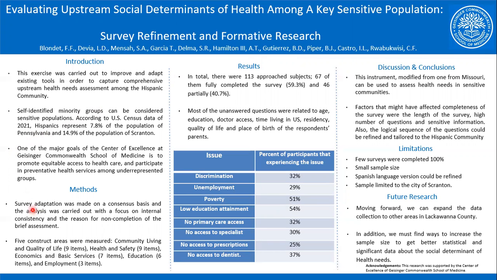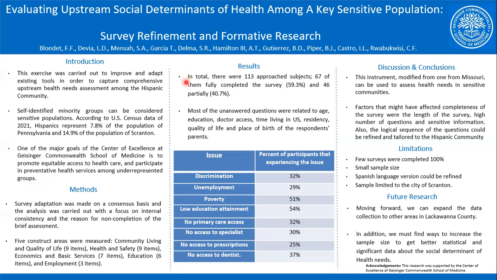The methods used to conduct this research consisted of an adapted survey, which was made on a consensus basis. The analysis of the data was done with a focus on internal consistency and the reasons for not completing the brief assessment. We used the software Quartz for the data analysis, and this exercise was presented to the Geisinger Institutional Review Board. On the survey, we measured 5 areas: community living and quality of life, health and safety, economics and basic services, education, and employment. In total, we approached 113 people, 67 of which fully completed the survey and 46 only partially.